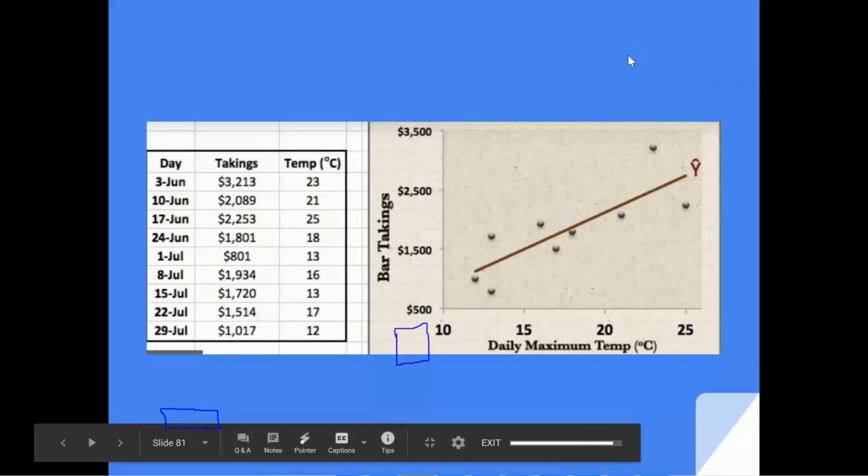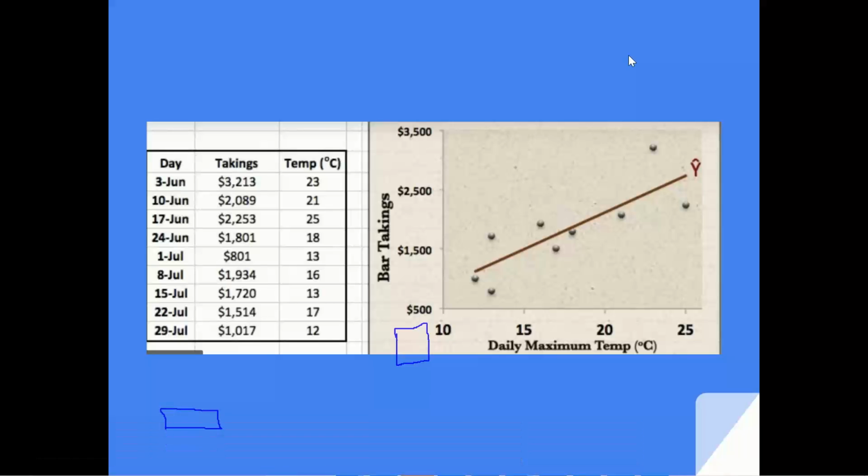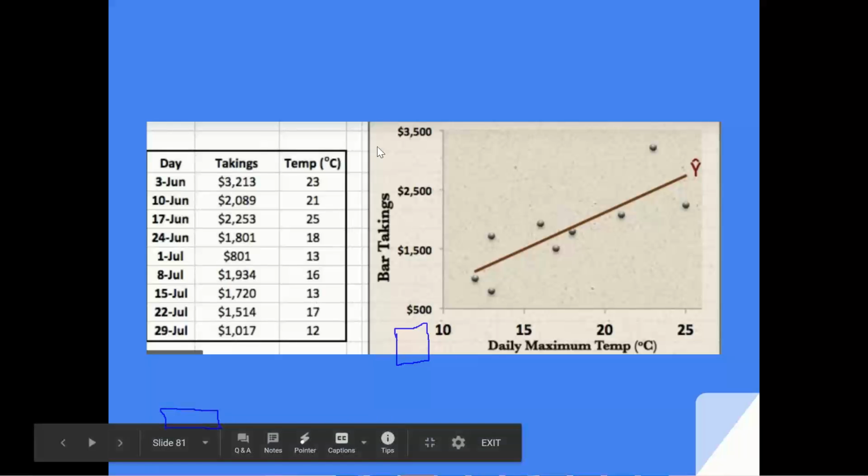Say suppose I have a small data set over here, okay? Now, this data set is basically on a particular day. So this is the data of, suppose, a small bar. This was the temperature and this was the earning. Okay, this is the data of the bar, or you can say ice cream parlor. Because the word used is bar takings, we'll call it a bar.